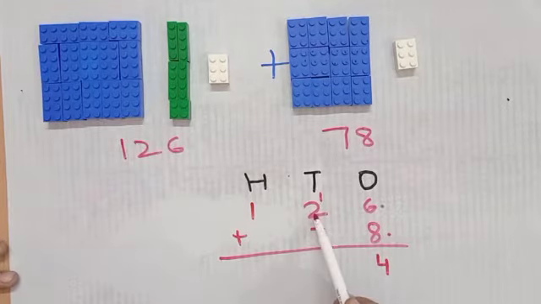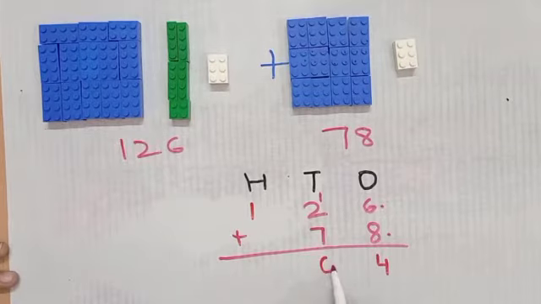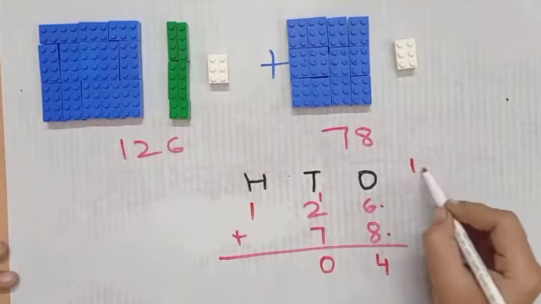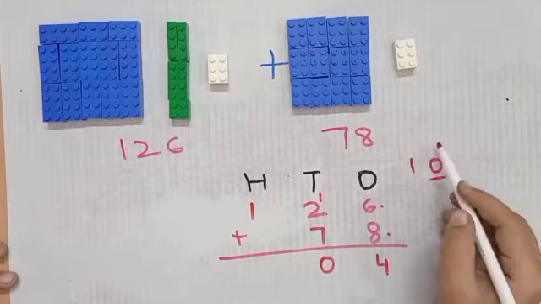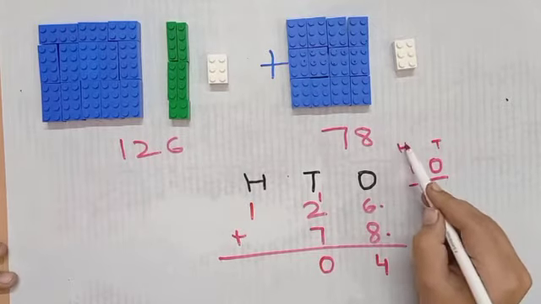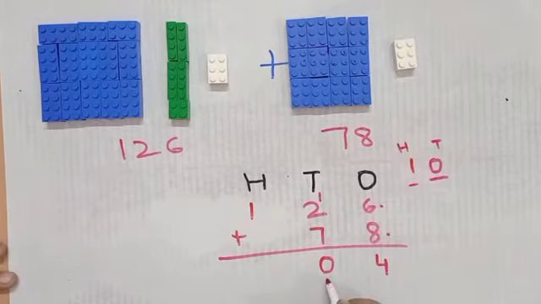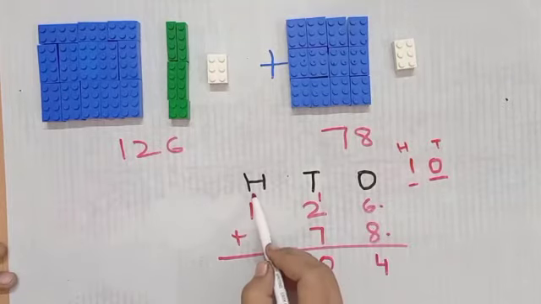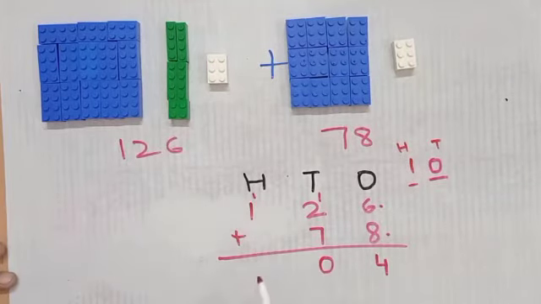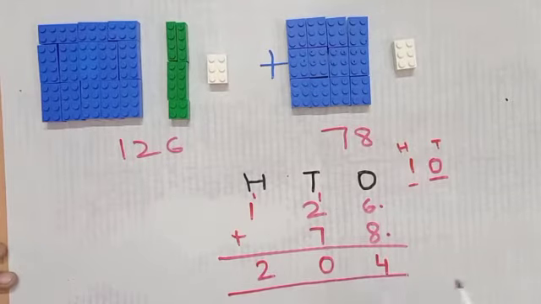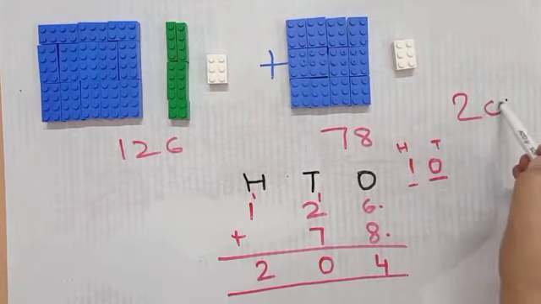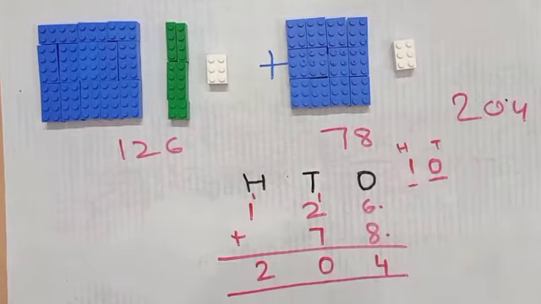1 plus 2 is 3. 3 plus 7 is 10. We have to write, see, 10. So 0 is placed on tens and 1 is placed on 100. So we have to write 0 on tens and 1 on 100. So 1 plus 1 is 2. Okay, so this is the answer, 204.